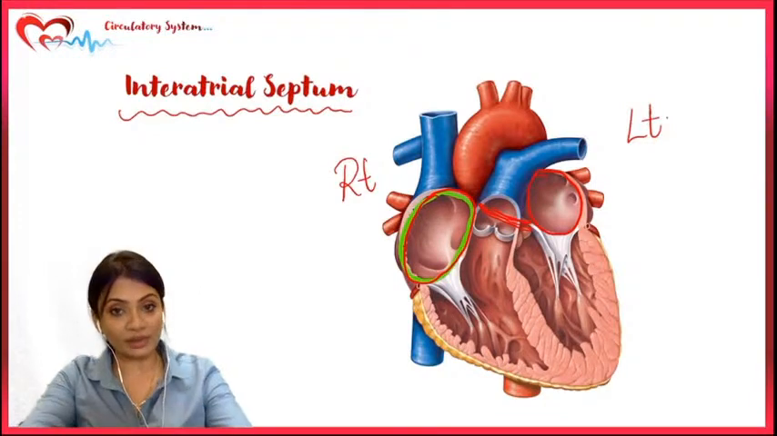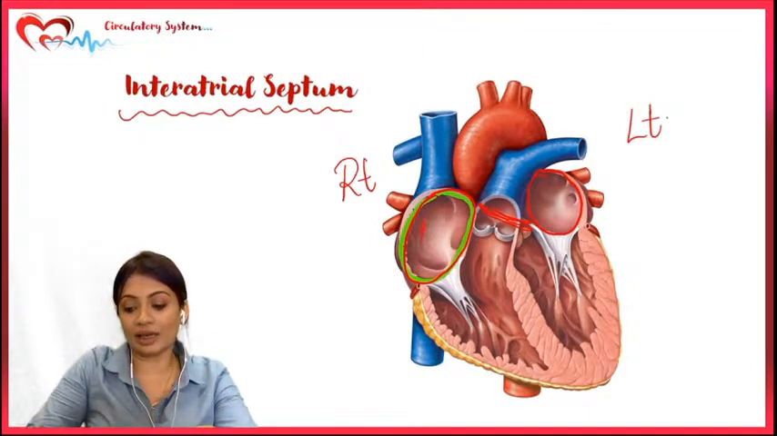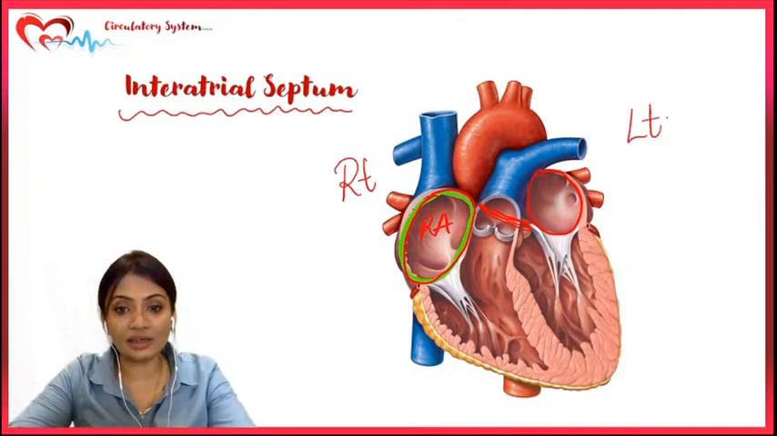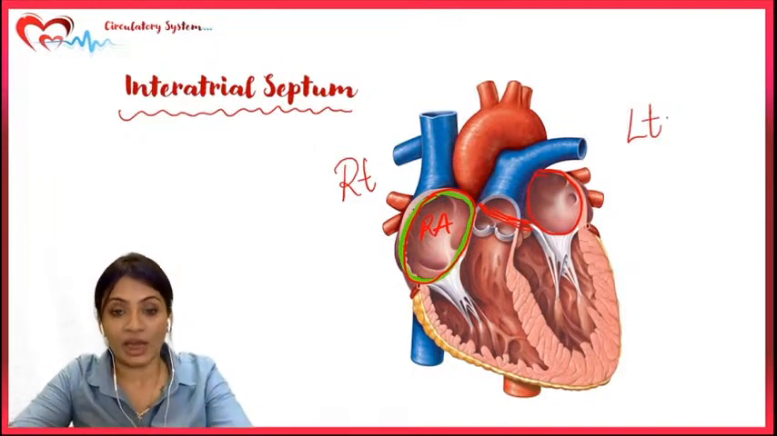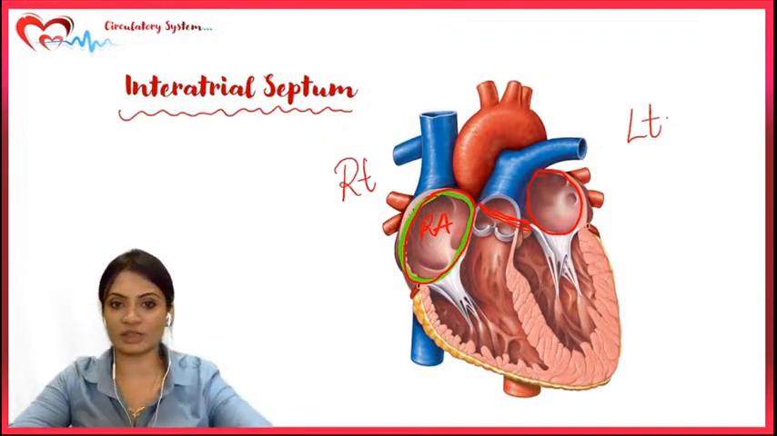Okay. Also, one thing to remember: the right-sided chamber, which chamber? The right atrium. Okay. That right atrium needs to be big enough in order to hold all that deoxygenated blood which is coming from various parts of the body.